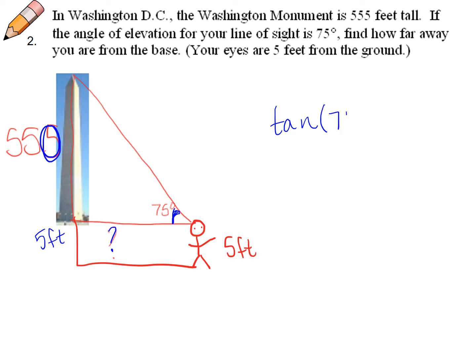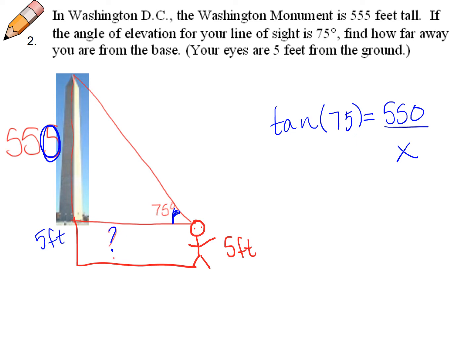So we're using tangent of 75 degrees is equal to the opposite side length, which we found out is 550, not 555, because we're 5 feet tall and we're talking about our eyesight here, to the top of the monument, all divided by x, because that's what I want to find, the adjacent side to my 75 degree angle. That's what we want to know. How far away are we from the base of the monument?